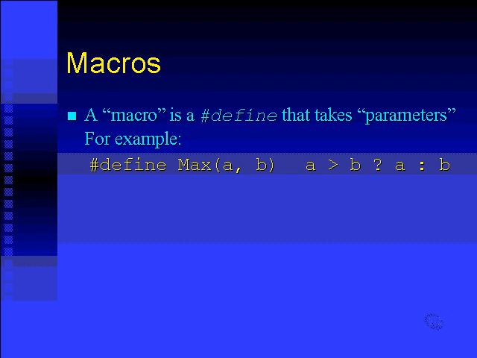Notice the brackets. Before, when you had a hash define, all you had was the word, like max. Now you've got brackets and then some things inside the brackets. And then the definition is more complex. It actually makes reference to those things inside the brackets.